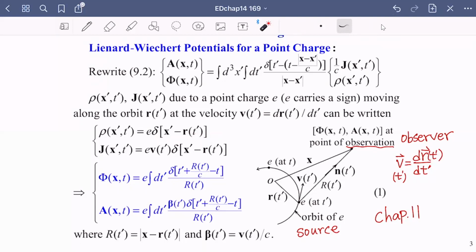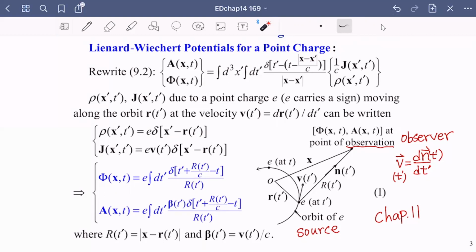And J is related to rho times V. So J is the volume current density. By substituting this one and this one into here, we have a very simple relation. We can evaluate this for a point charge. Remember, a point charge, just one charge. It can be positive, can be negative, it doesn't matter.